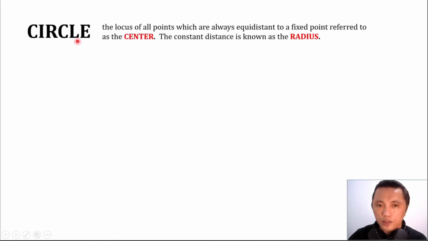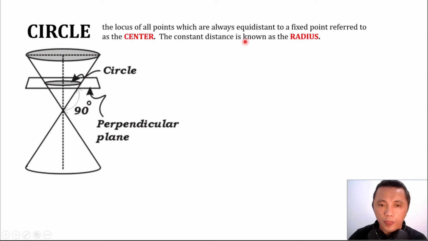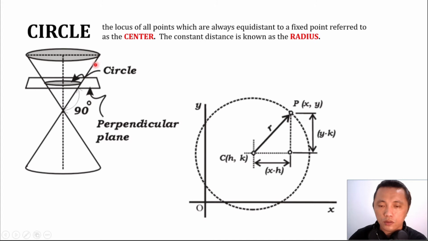Okay, let's start off with the circle. The mathematical definition of a circle is the locus of all points which are always equidistant to a fixed point referred to as the center. The constant distance is known as the radius. You can form a circle by passing a plane perpendicular to the axis of the two cones. The nearer you are to the tip, the smaller the circle forms. The farther you are, the bigger the circle.